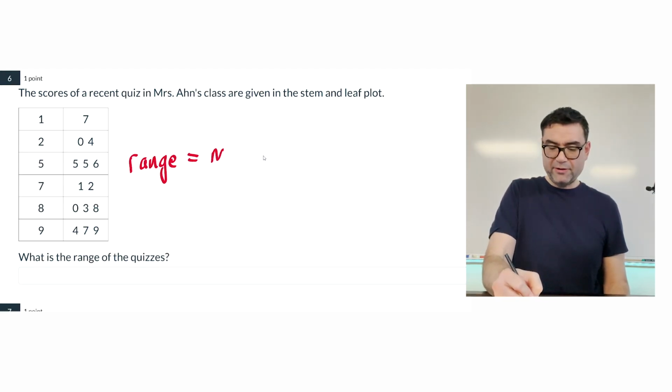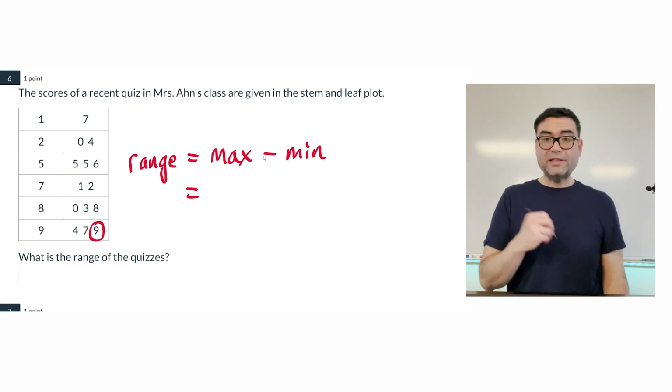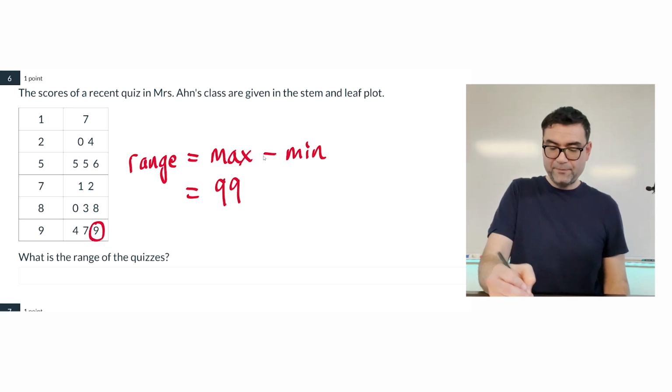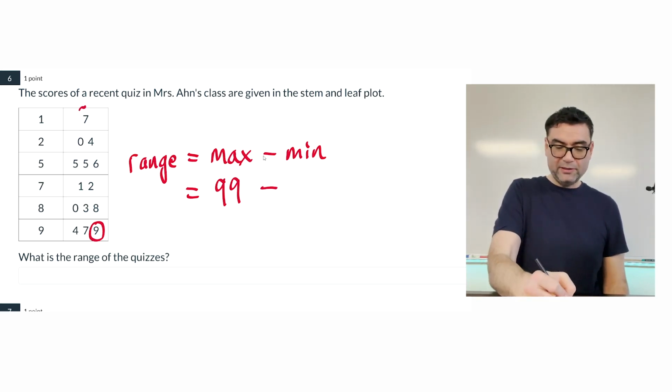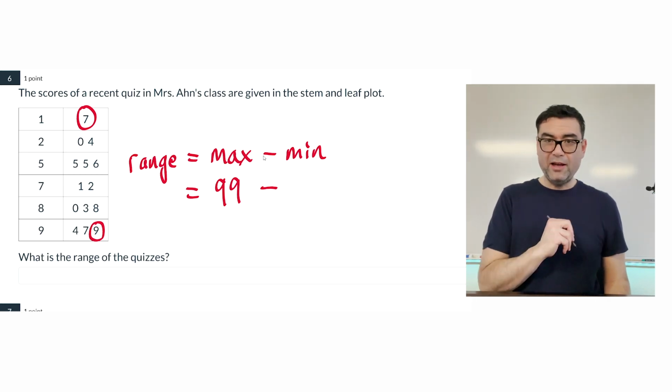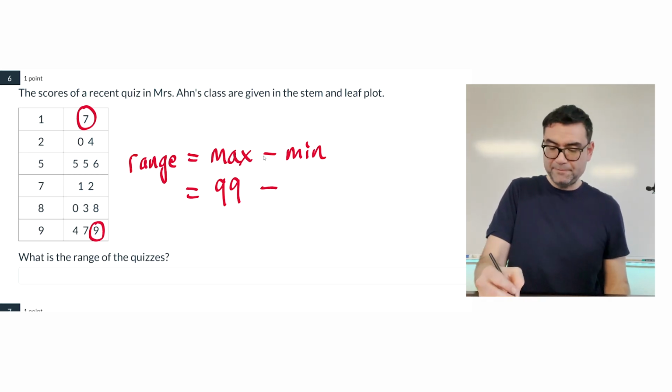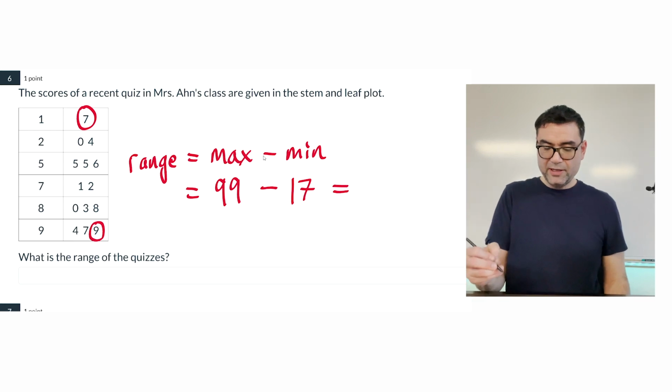So to find the range, it's just the maximum value minus the minimum value of your data. So pretty simple here. The maximum is right here, so that's a 99. Someone scored a 99. And the minimum is the lowest in our table. So a 7 at the beginning of the table counts as a 17. So the range of our data is 82.